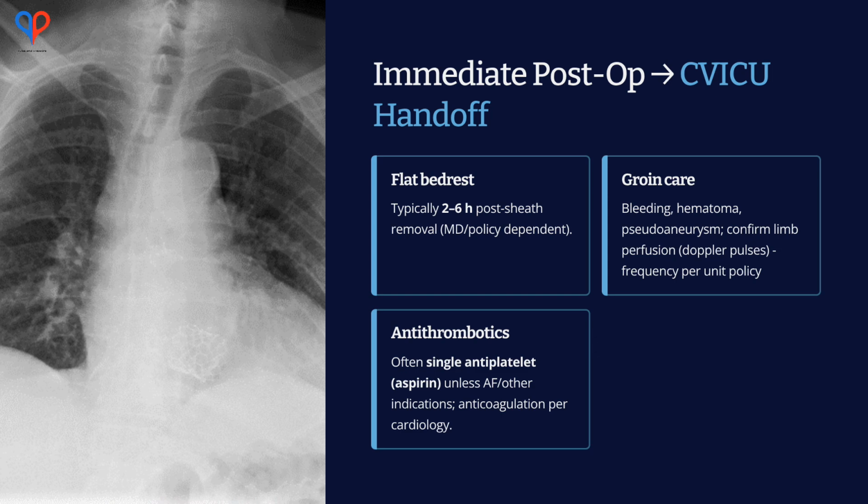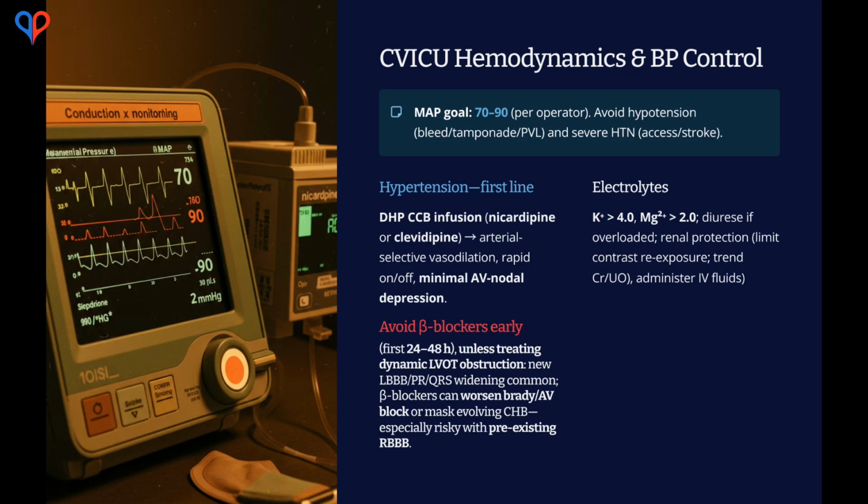Antithrombotics commonly default to single antiplatelet therapy unless AFib or other conditions require anticoagulation. Hemodynamically, we target a MAP of 70 to 90 unless the MD sets a different goal. Too low suggests bleeding, tamponade, or significant paravalvular leak. Too high stresses the access site and raises stroke risk.